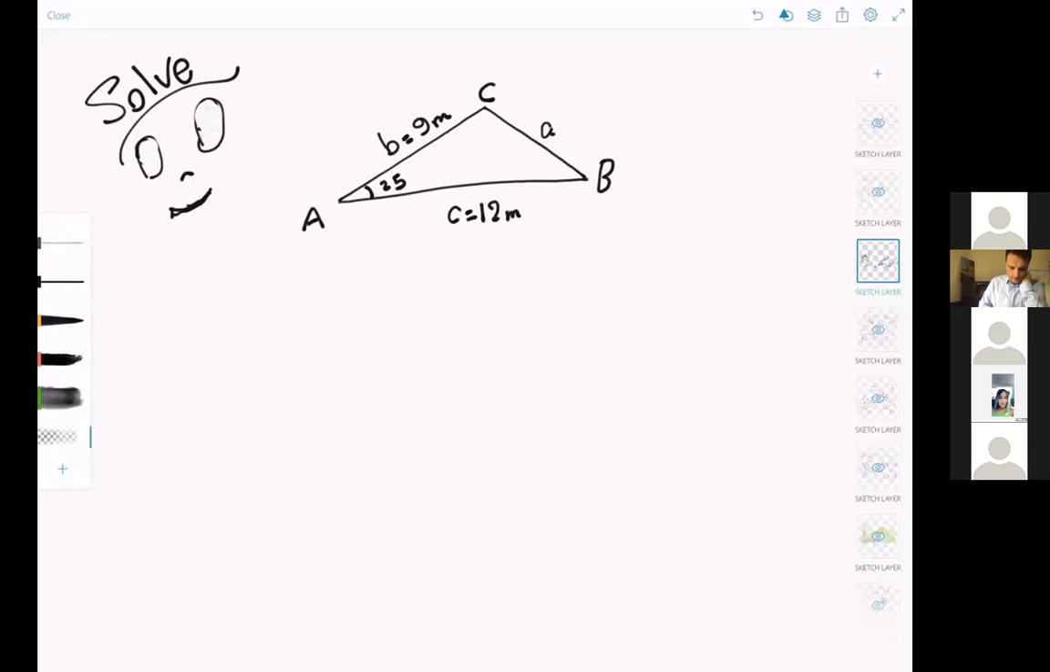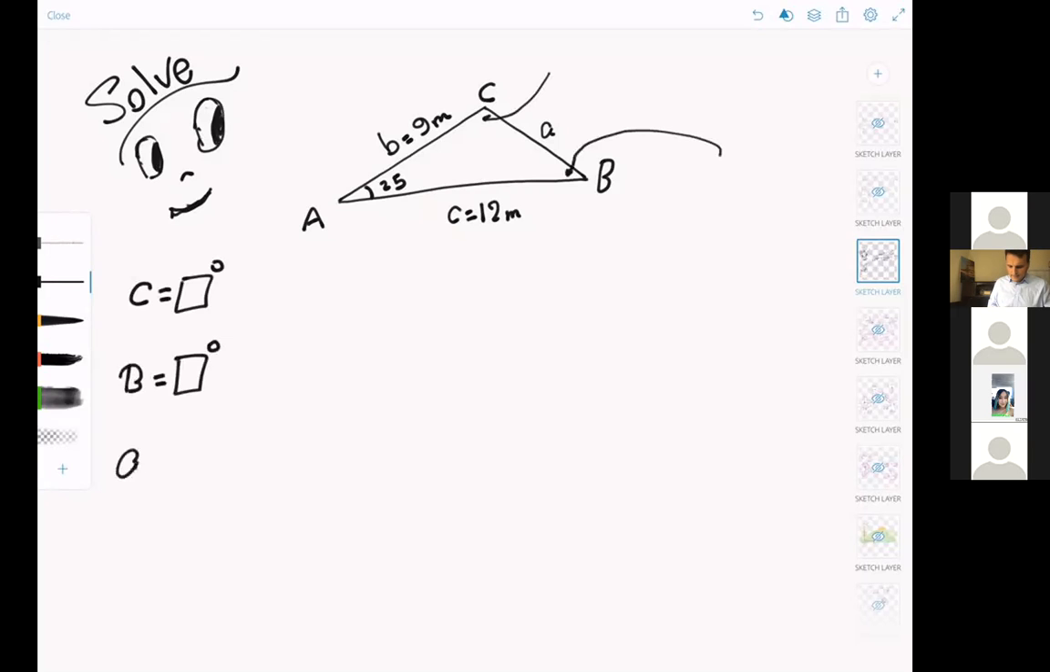When we see solve a triangle, that means you need to find everything. You need to, A, we have C is unknown, correct? This C we don't have. This B we don't have. This B measure. And the length A we don't have.